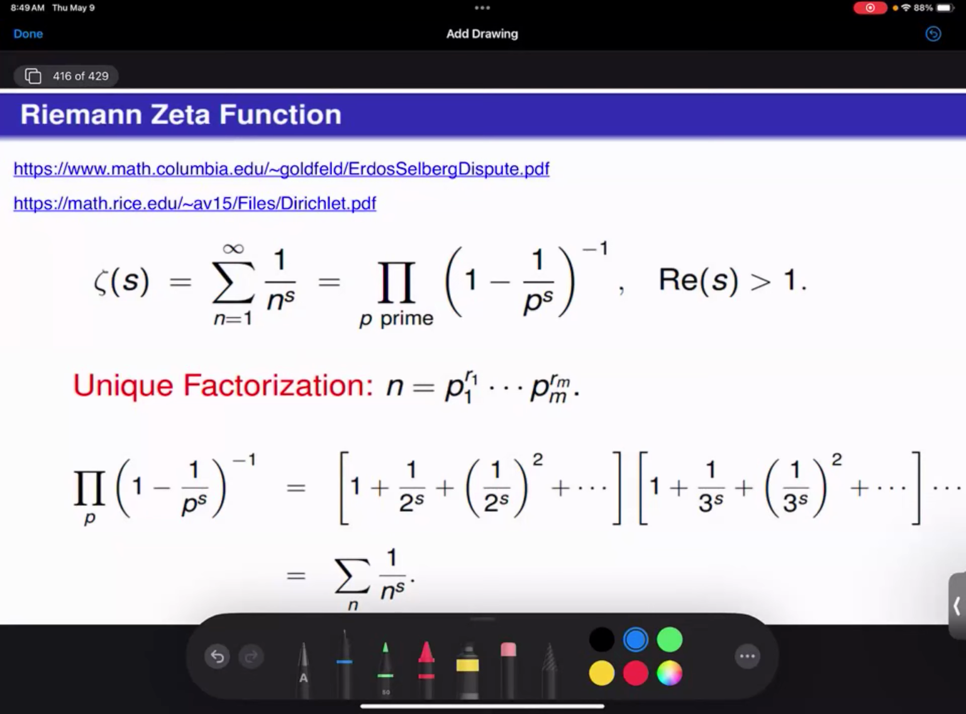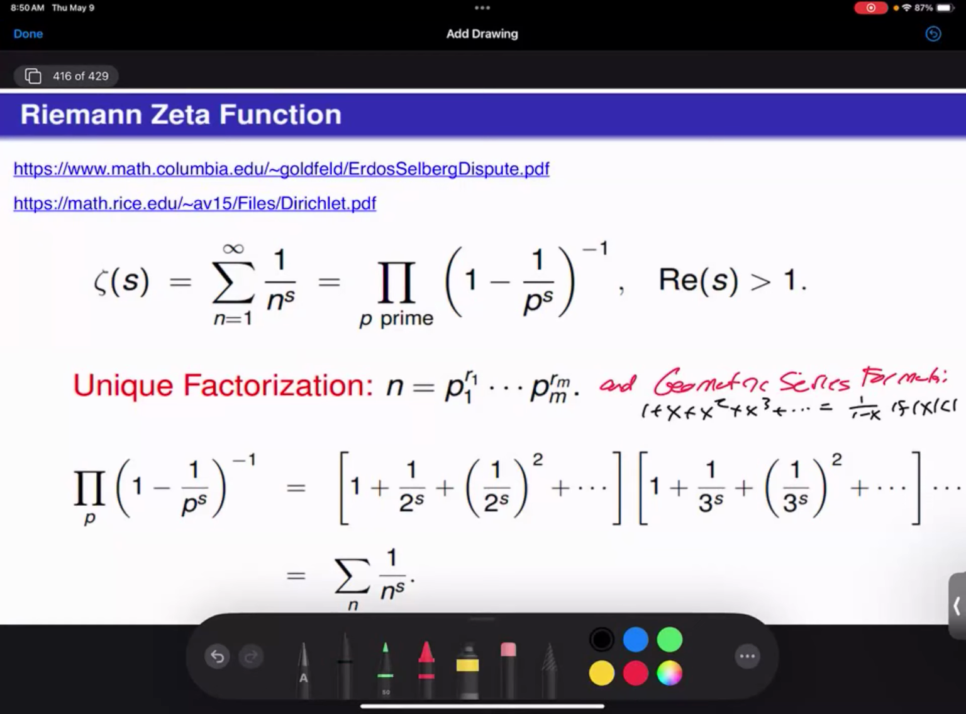I'm just using the geometric series formula. And so we're using the fact over here and the geometric series formula. And that's just going to be 1 plus x plus x squared plus x cubed plus dot dot dot equals 1 over 1 minus x if the absolute value of x is less than 1. And there's lots of fun ways to prove that. And so by using those two things, we can show that the sum is the same as the product.